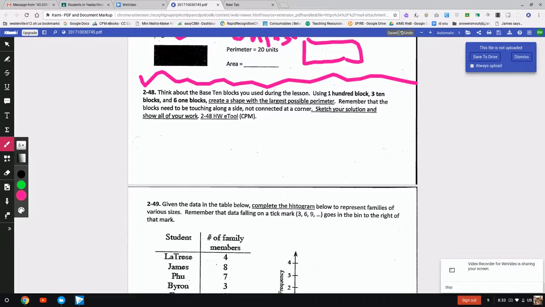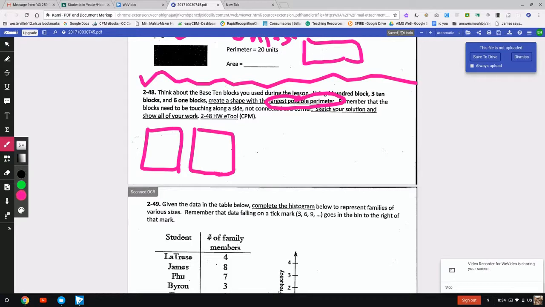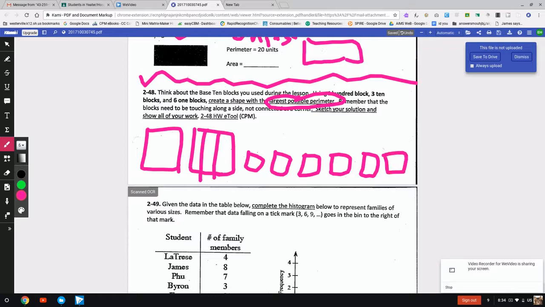248 is using our base 10 blocks you drew in your journals in class on Tuesday. It doesn't really matter. There's more than one shape. We're just trying to get the largest possible perimeter. So play around. Remember, it says you're going to use 1 100 block, 3 10 blocks, not as accurate, and then 6 1 blocks. Again, you can draw them out. If you can't figure it out, come to class and we'll give you a set.